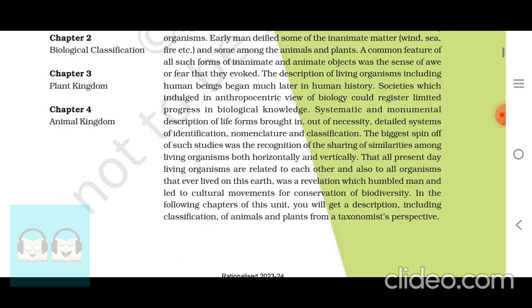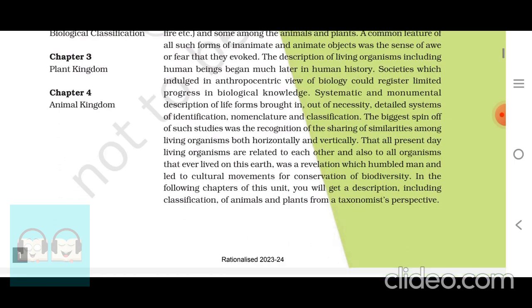In the following chapters of this unit, you will get a description including classification of animals and plants from a taxonomist's perspective.